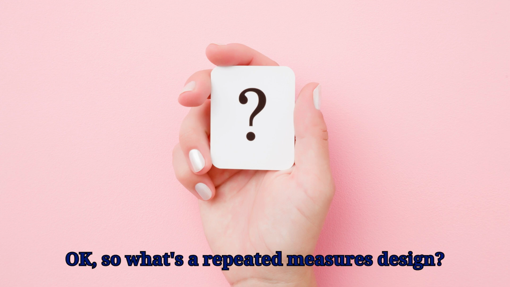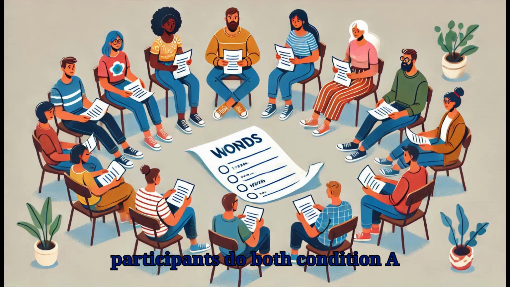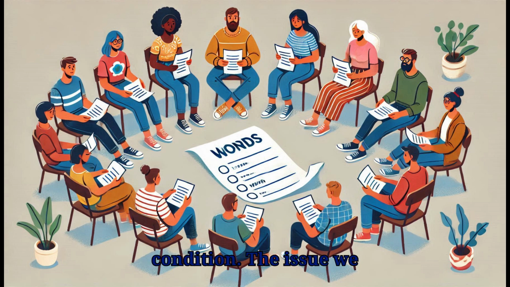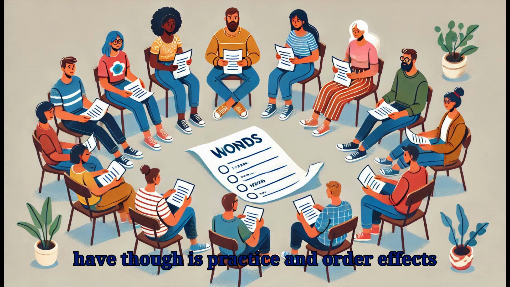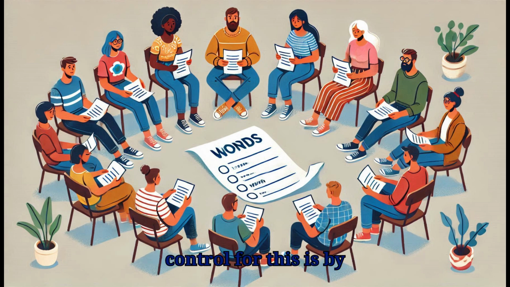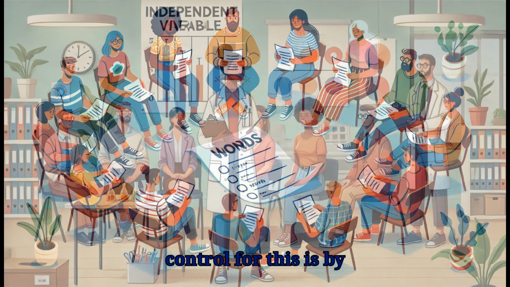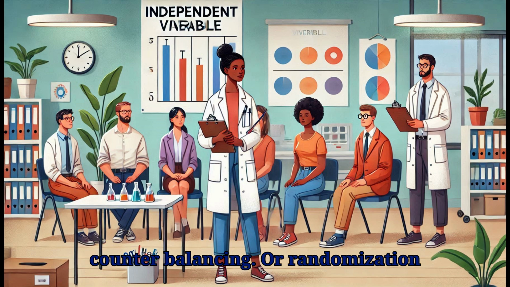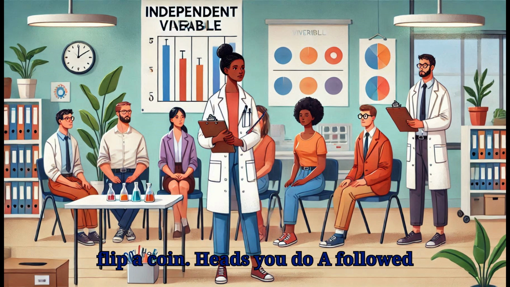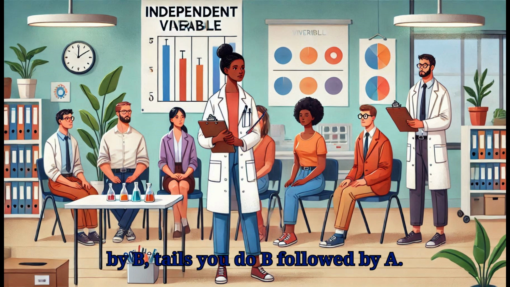Okay, so what's a repeated measures design? A repeated measures design is when participants do both condition A and condition B. And obviously, this controls for participant variables because it's the same people in each condition. The issue we have, though, is practice and order effects because they're doing both conditions. Now, one of the ways we can try and control for this is by counterbalancing or randomization of the presentation of tasks. So we might flip a coin. Heads, you do A followed by B. Tails, you do B followed by A.